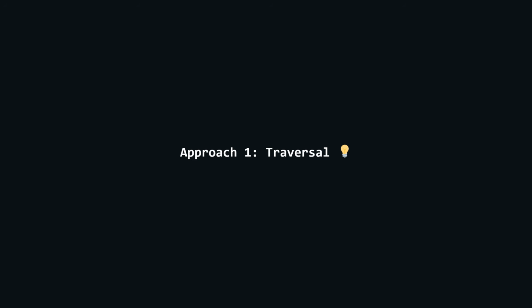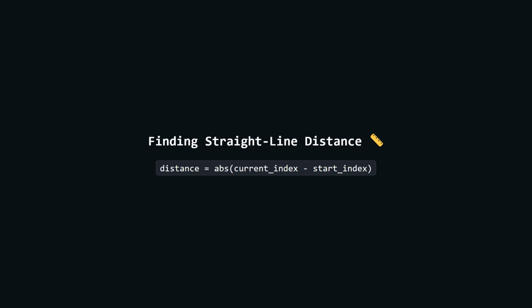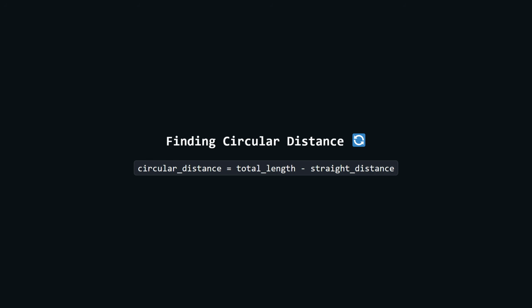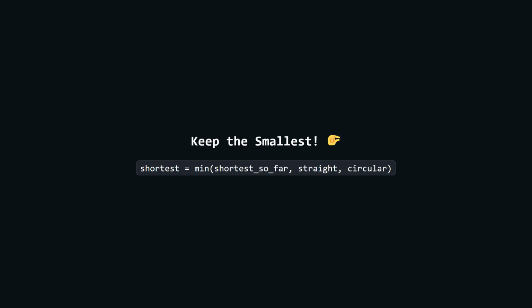The simplest and most effective way to solve this is to just check every single word in the list one by one. Whenever we stumble upon our target word, we first calculate the standard, straight-line distance between where we started and where we are now. And because the array is a circle, the distance going the other way around is always just the total length of the list minus that straight line distance we just found. We just figure out which of those two directions is shorter, and keep track of the absolute smallest distance we've found across the whole list.